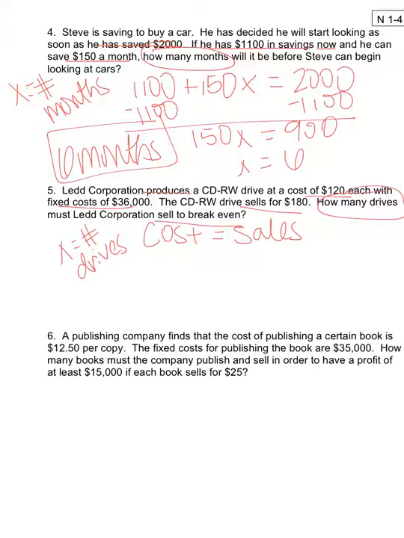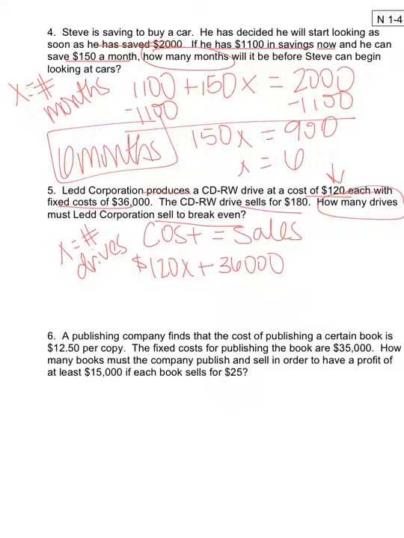So the cost of producing these drives is 120 each. So 120x plus fixed costs. Fixed costs are costs that never change. So no matter how many you produce, you're always going to be charged whatever that fixed cost would be. So in this case, always be charged $36,000.